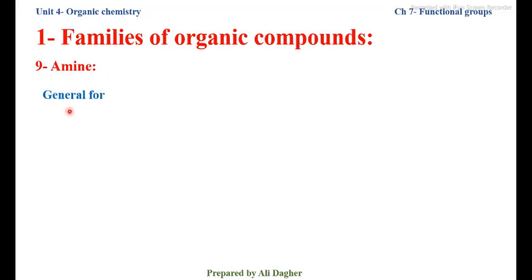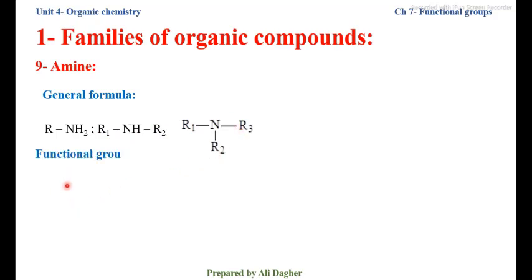Amine, general formula RNH2, R1R2NH, or R1R2R3N. Nitrogen atom bonded at least to one alkyl group, may be bonded to two alkyl groups or three alkyl groups. Functional group is the nitrogen atom with its three bonds, at least one of them with a carbon atom, which is called amine group.